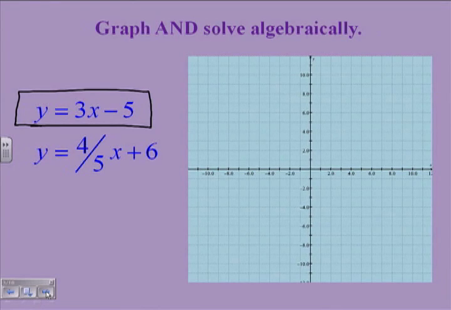So I go to -5, and then I have a slope of 3. Well, that's 3 over 1, so up 3 over 1. Now I'm going to write several of them so that I can try to get a semi-straight line here.